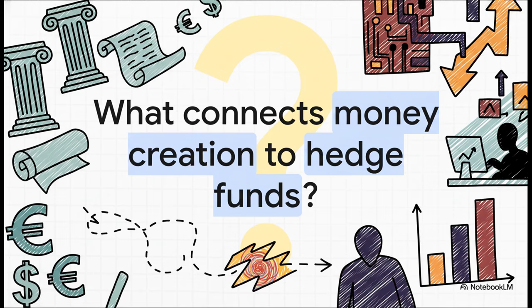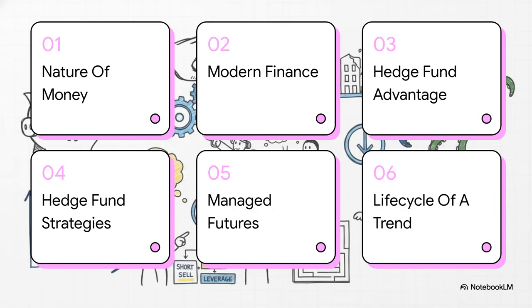But, as we're about to see, understanding the foundational flaws and the structural imperfections of our financial system perfectly explains exactly why these alternative investments don't just exist, but why they absolutely thrive. So, here's our game plan for today's explainer. First, we'll unpack the true nature of money. Then, we'll rethink modern finance theory, explore the hedge fund advantage, categorize their main strategies, put a massive spotlight on managed futures, and, finally, break down the life cycle of a trend.